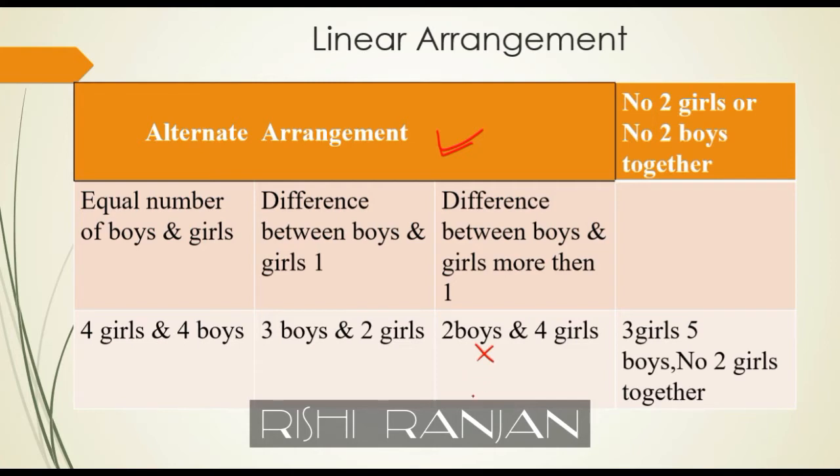See here, if I try to arrange it, girl, boy, girl, boy, girl. 3 girls are already arranged, but I have one more girl. Now, where can I put it? If I try to put it here, girl, girl together, not an alternate arrangement. If I try to put it here, once again girl, girl together, not an alternate arrangement. That means this arrangement is not possible. So, alternate arrangement is not possible when the difference between the boys and girls is more than 1. There are two more conditions left out. Let's look at the questions for that.